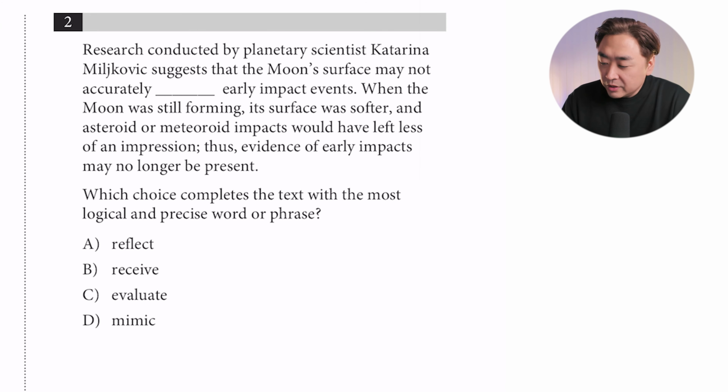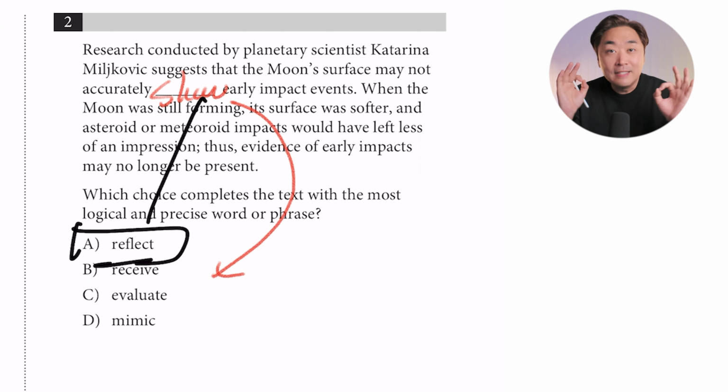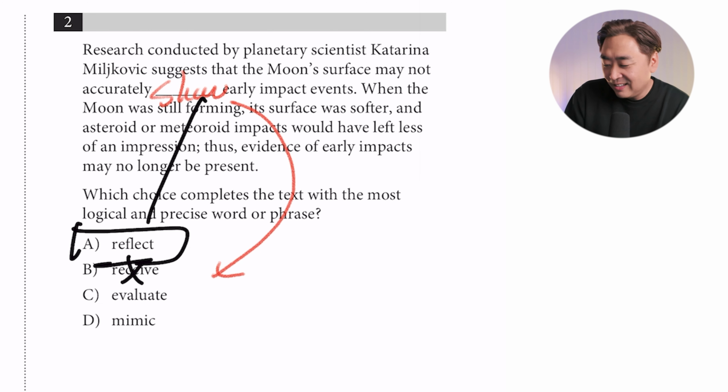Number two, it says research conducted by a scientist, blah, blah, blah, suggests that the surface of the moon may not accurately blank early impact events. So accurately show? Maybe accurately reflect, accurately represent, right? So you plug one of those three in, and you're not looking at the answers yet, right? And then boom, you look at it, and what happens? Oh, reflect, right? So it's exact replica. It's the one that you're looking for. So B sounds silly. C and D, they all sound silly. Mimic means to copy something, and that's not what we're looking for.